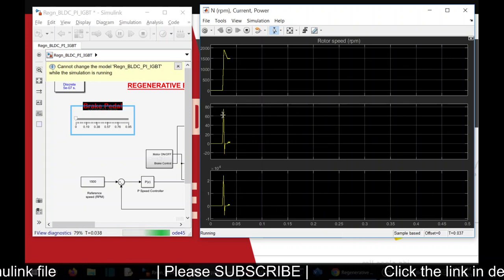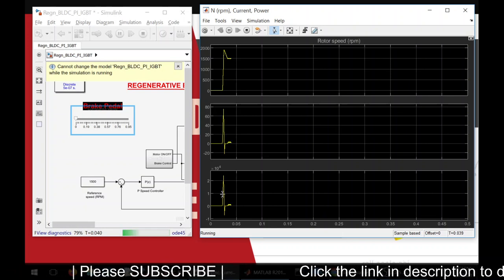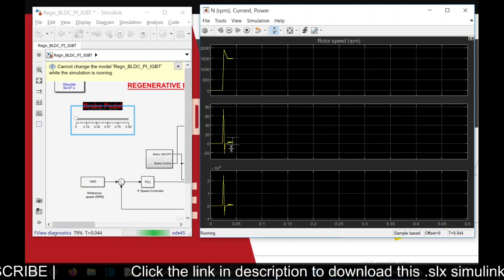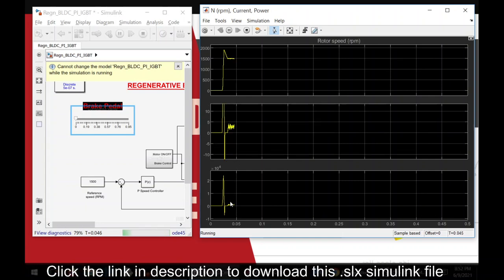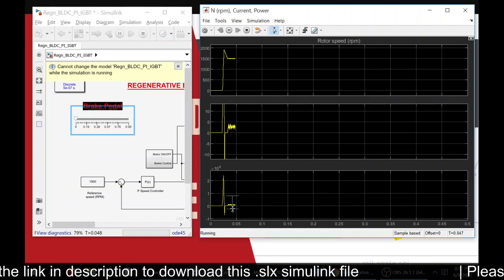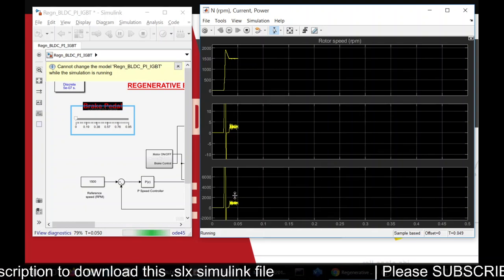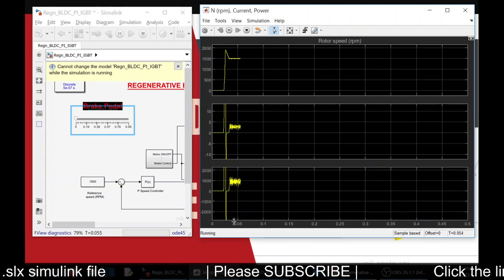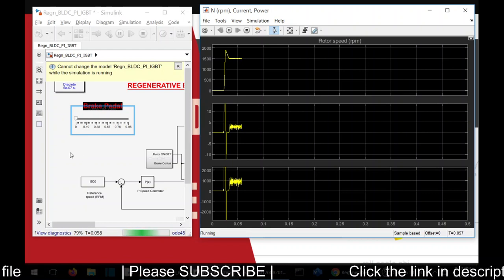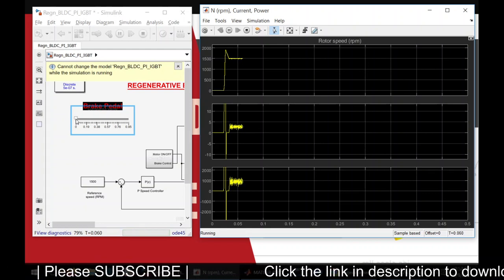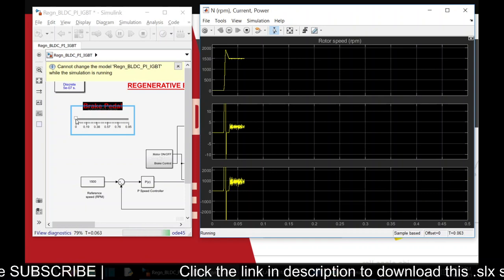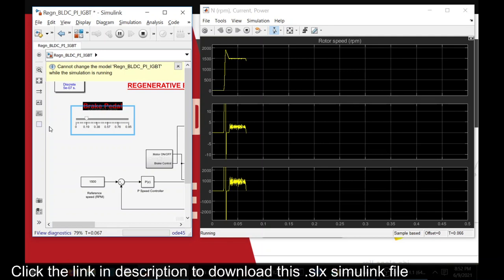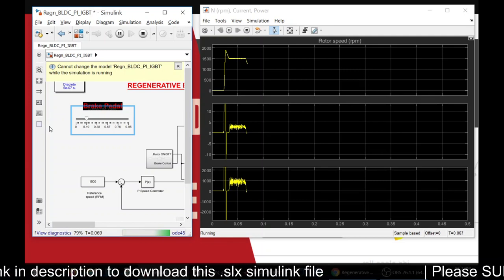Okay, this spike is the starting current, and this is the starting power. Let us zoom it, then only we can see the regenerative current properly. And in the third graph, we'll see the regenerative power. See, in the first case, I'm going to apply a mild brake. Okay, mild braking happens. See here, you can see the speed decreasing gradually.